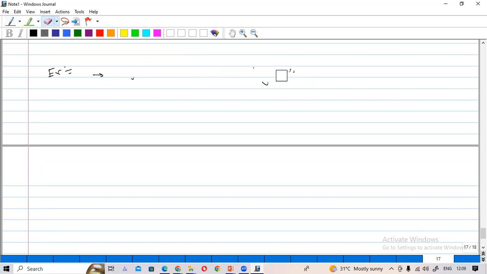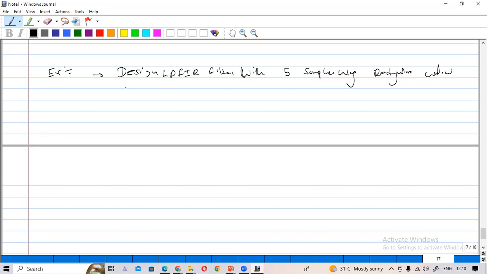Okay, so let's say that you are asked to design a low pass finite impulse response filter with 5 samples, using the rectangular window technique.